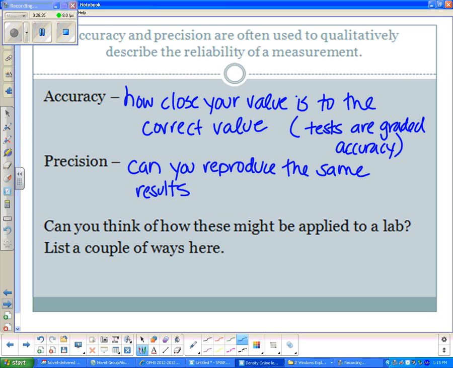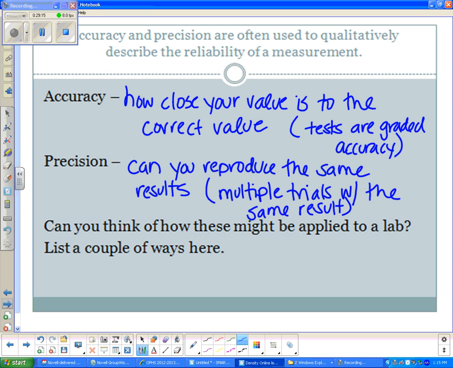Now, I don't make you take your tests over and over again to prove reproducibility, to prove your precision. But if you think back to two labs ago when we did the bubbles lab, remember that we did multiple trials for each solution. We blew the bubbles 3 times for each solution. That's where you're trying to see if you can reproduce the same results. Are you getting the precision? So in lab, this would be doing multiple trials with the same result, like we did in the bubble lab.